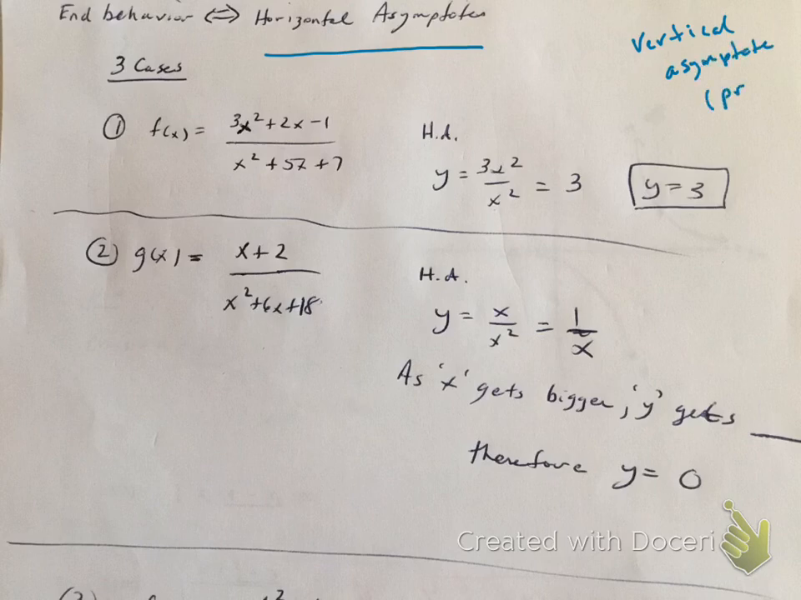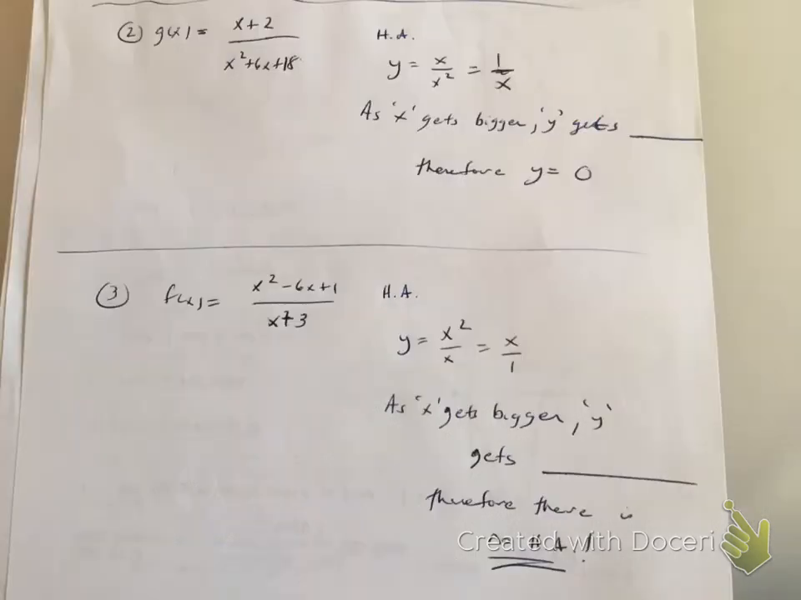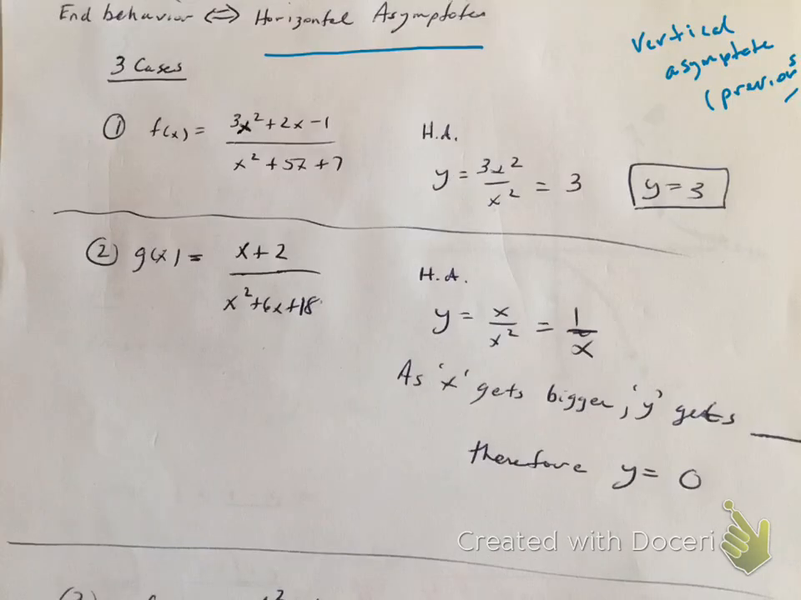Now we're talking about horizontal asymptotes, and there are three cases. I couldn't fit all three cases on one piece of paper, so I went ahead and did two pictures. So you'll see case number two twice.